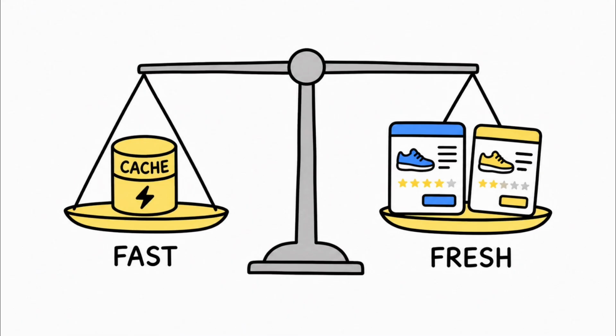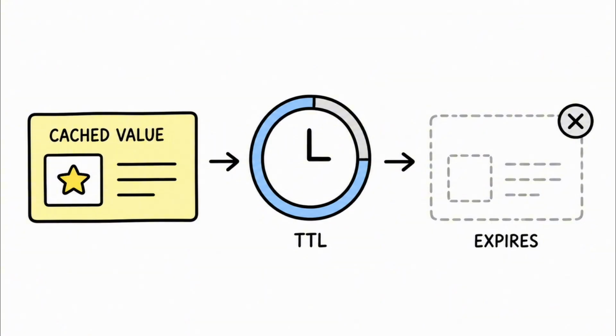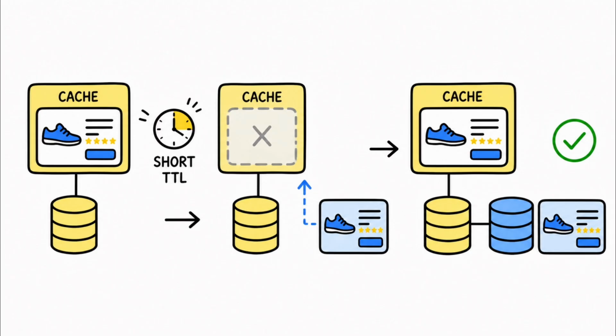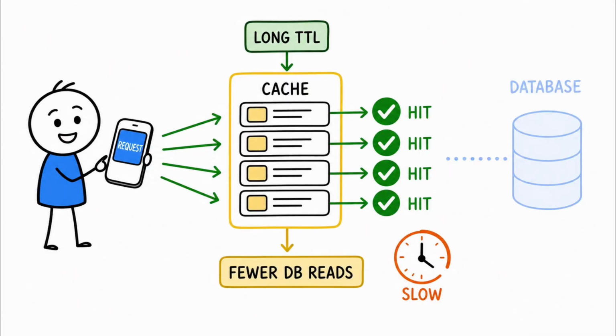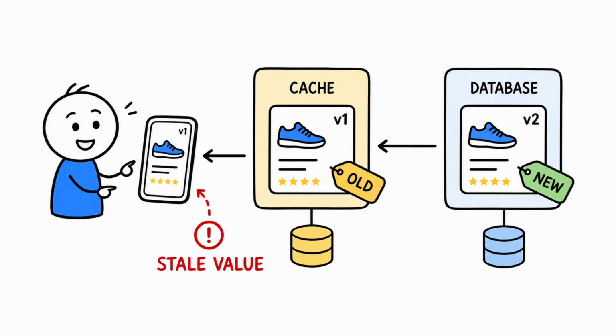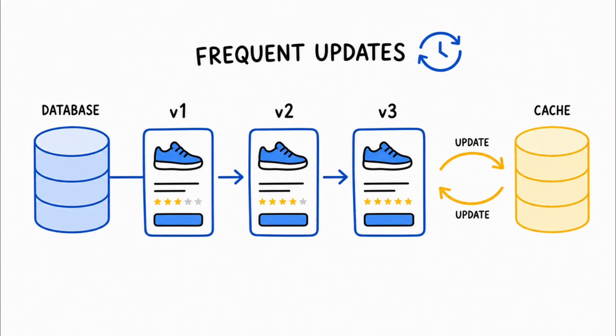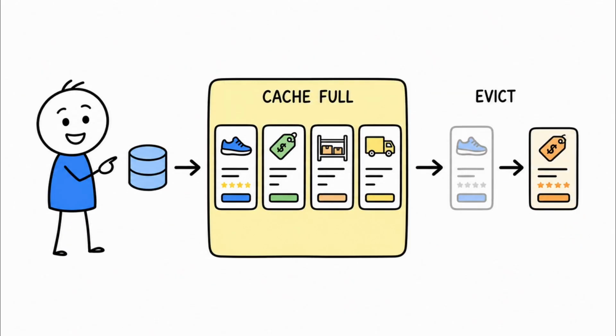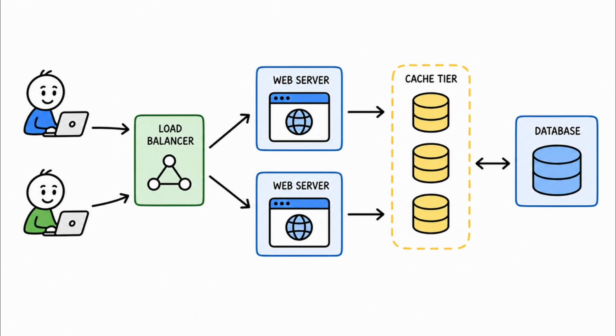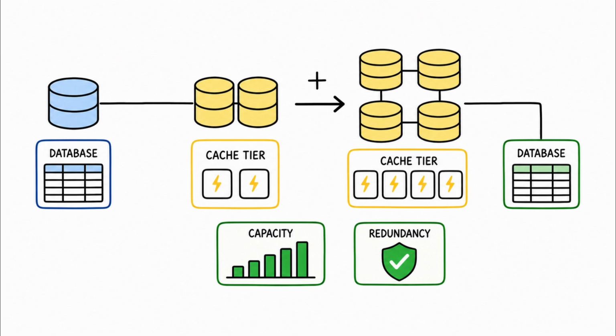The main trade-off is freshness. A time to live, or TTL, determines when a cached value expires. A short TTL keeps data fresher, but it also causes more cache misses and additional database reads. A long TTL reduces those reads, but users may continue receiving an older value after the database changes. For frequently updated data, the application may also invalidate or refresh the cached value when a write occurs. Because cache memory is limited, an eviction policy removes entries when space is needed. The cache can also run as a separate tier, allowing its capacity and redundancy to scale independently.